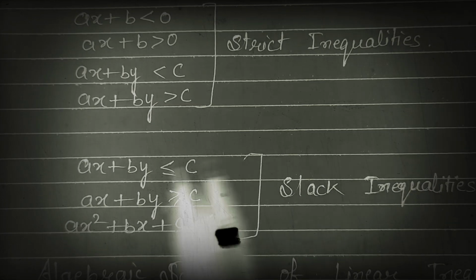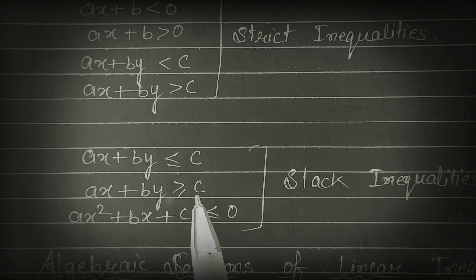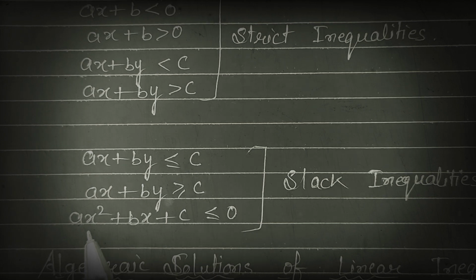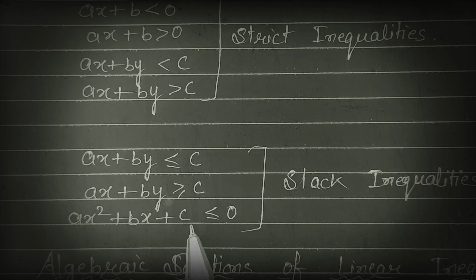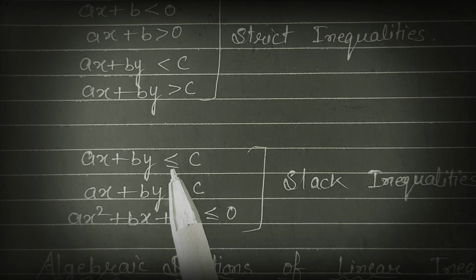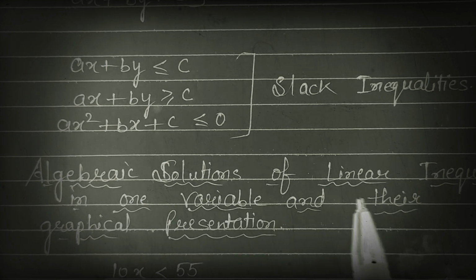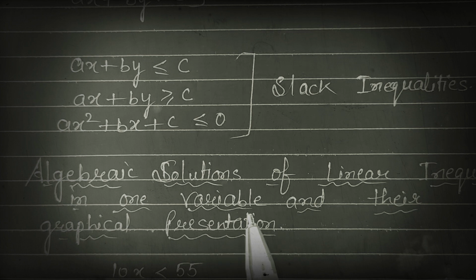For example, ax plus by less than or equal to c, ax plus by greater than or equal to c, or ax square plus bx plus c is less than or equal to 0. These types of inequalities are called slack inequalities, because here there is a less than or equal to symbol. Now we will discuss algebraic solutions of linear inequalities in one variable and their graphical solutions.